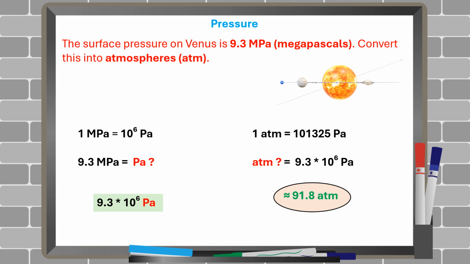Imagine carrying the weight of 92 Earth atmospheres on your shoulders. No wonder spacecraft don't last long on Venus. So next time you hear about Venus, just remember, it's not just hot, it's extreme.